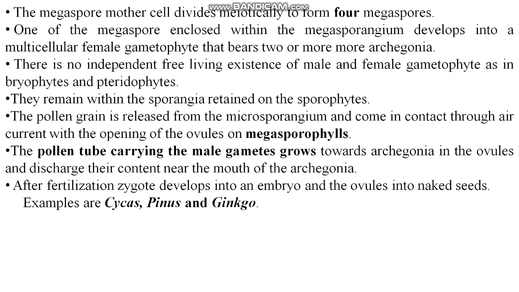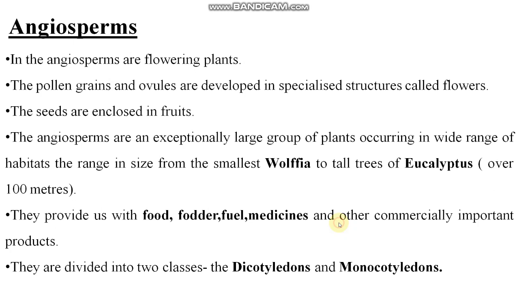Zygote develops into an embryo, and the embryo develops into a new plant, and ovules become naked seeds, right? Now comes the angiosperm. Angiosperms are the flowering plants. The pollen grains and ovules are developed in specialized structures called flowers.